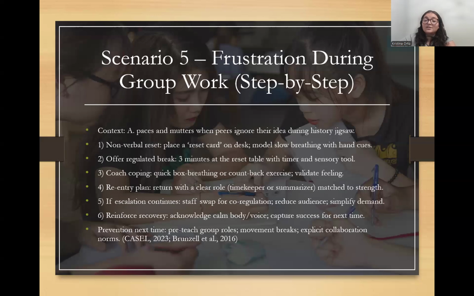Reinforce recovery. Acknowledge calm body and voice. Capture success for next time. So, pre-teach group roles, like we talked about before. Pre-teach what each one is going to do in their groups. Movement breaks. If they need them, they can have that. Explicit collaboration norms. Talk about those norms beforehand.